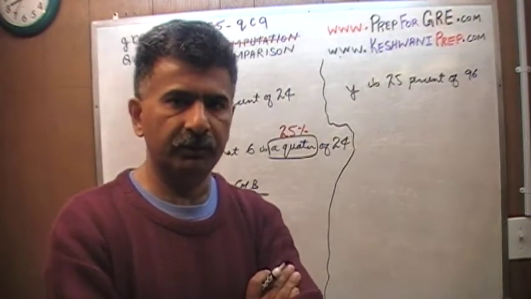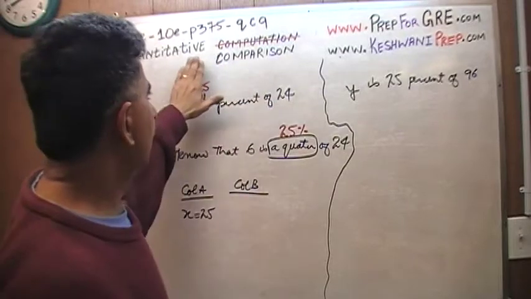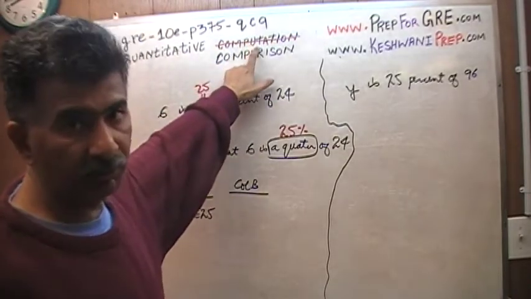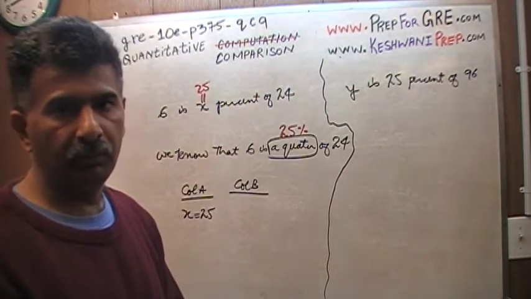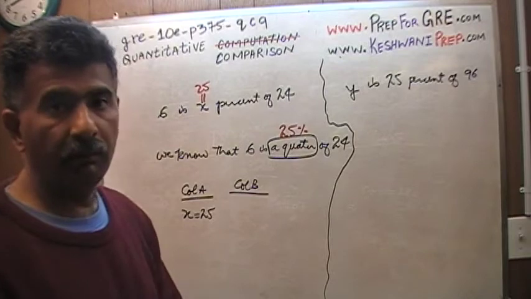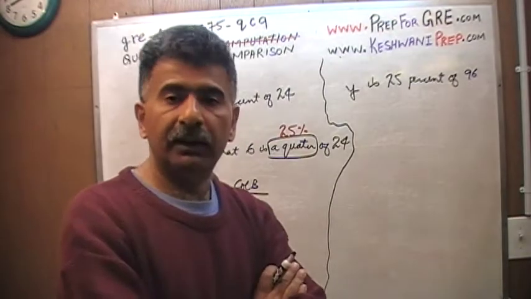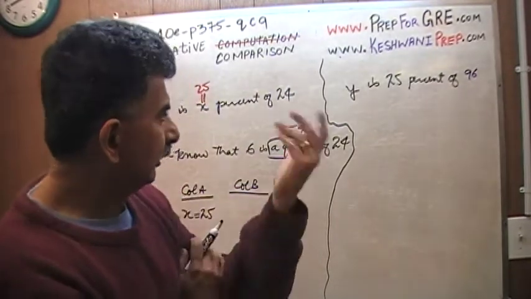If you have watched my other videos, these questions are called quantitative comparison. They are not called quantitative computation, which is why I write down the word computation and I cross it out for emphasis, to remind you that these are called quantitative comparison. You are to compare the two quantities, not compute the bloody things, as I always tell you. So let's see what we can do.